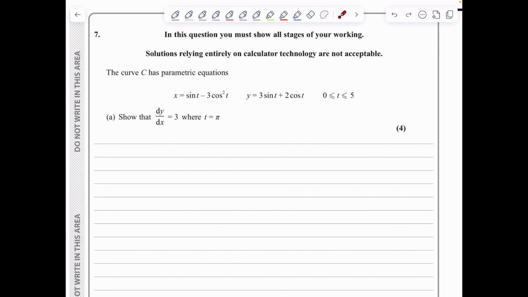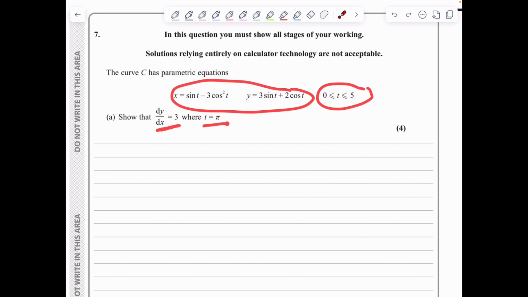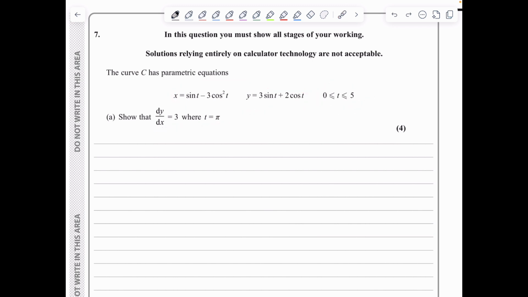In question 7, we've got the curve C defined parametrically here. T varies between 0 and 5 inclusive, and we need to show that dy/dx is 3 when t is pi. I will start by obtaining expressions for dx/dt and dy/dt. Well, the derivative of x with respect to t will give me cos t, and then for the 3 cos squared t, we've got minus 3, and then we get the power down. We deduct 1 from the power times the derivative of the bracket. Well, this simplifies to cos t plus 6 sine t cos t.